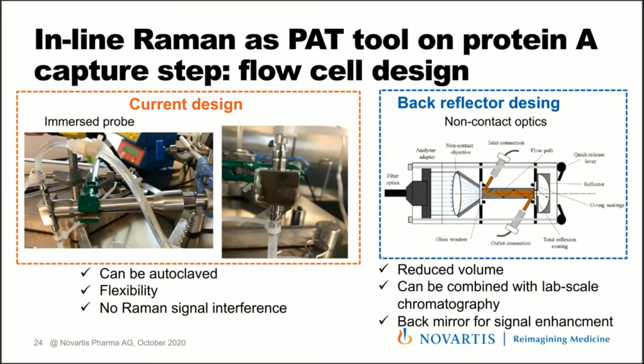On the other hand, I showed you the UV. The UV has one limitation, which is that it doesn't see specific components inside. You only see the overall UV signal. So what we really found is Raman technology. With Raman technology, we needed to start assessing this technology working on flow cells, because we need the flow cells.